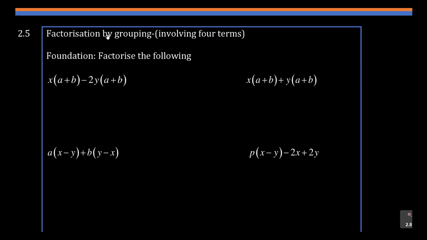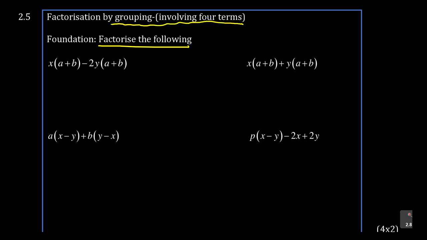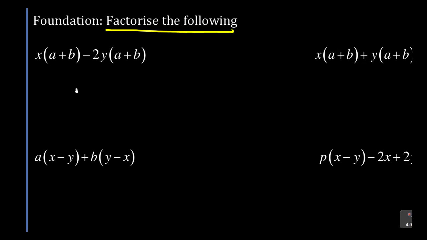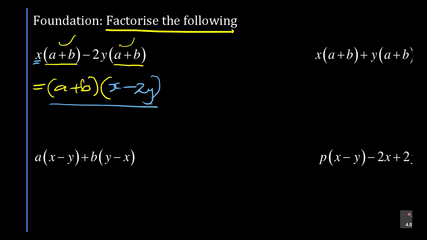Look at this. Factorization by grouping. It says involving 4 terms. Now, first thing, we look at the foundation. Where is it coming from? If they say I must factorize this, look at this now. I'm having 2 things here. I've got xa plus b, and then minus 2ya plus b. Now, since a plus b is repeating, this is common. So I took a bracket and have a plus b. And then outside the brackets, what am I having? X minus 2y. Then I've got x minus 2y. Then I factorize that, right?